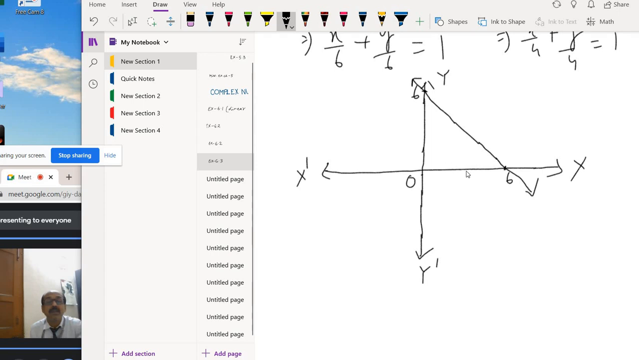Okay, so this is x plus y equal to 6. Then x4, y4. Suppose this is 4 and this is also 4. Join these two points.